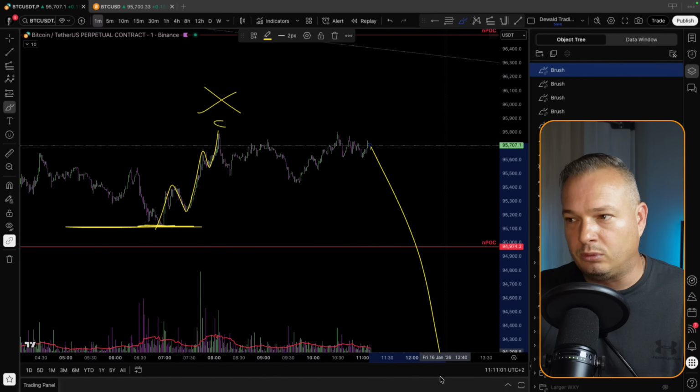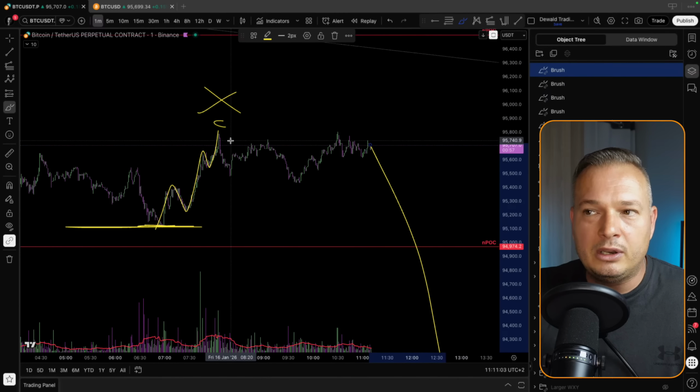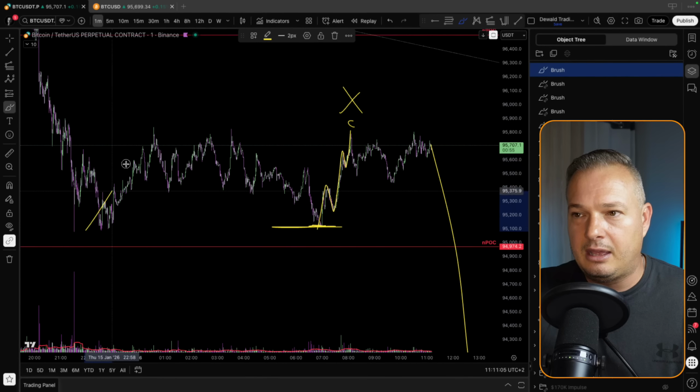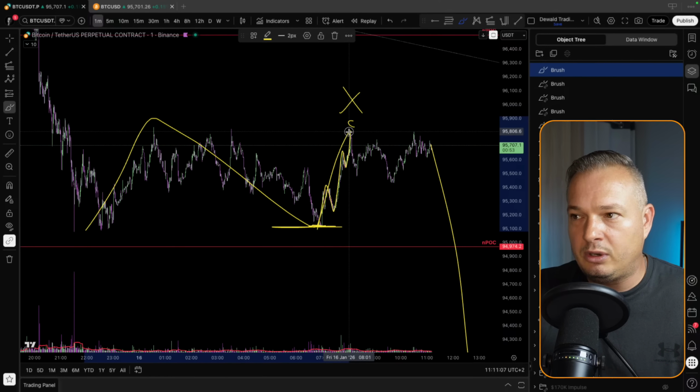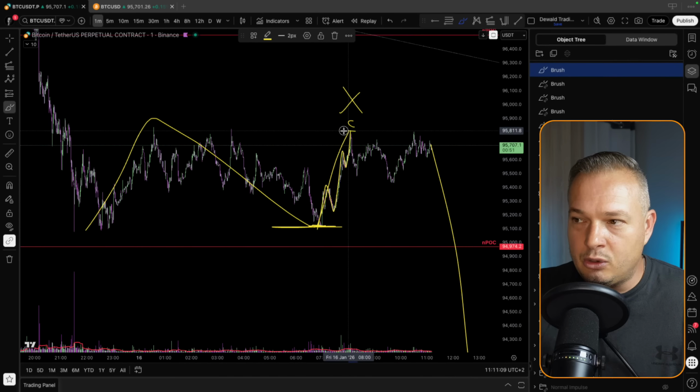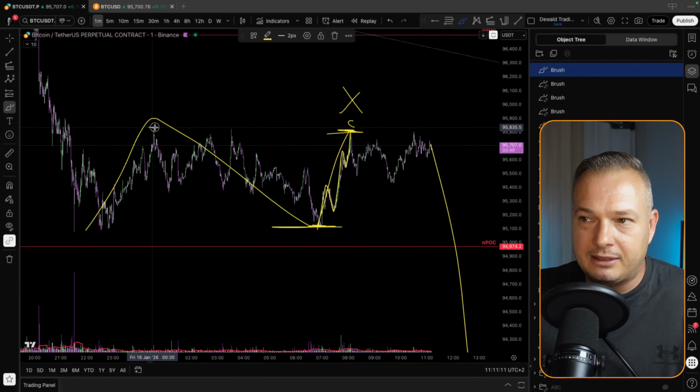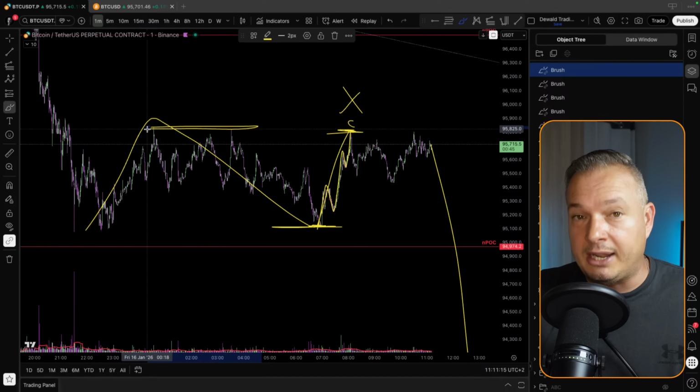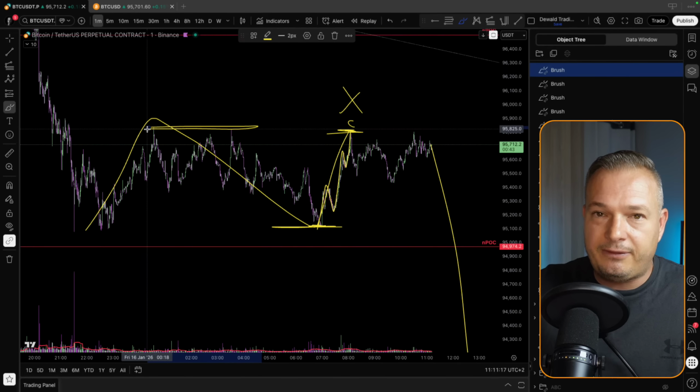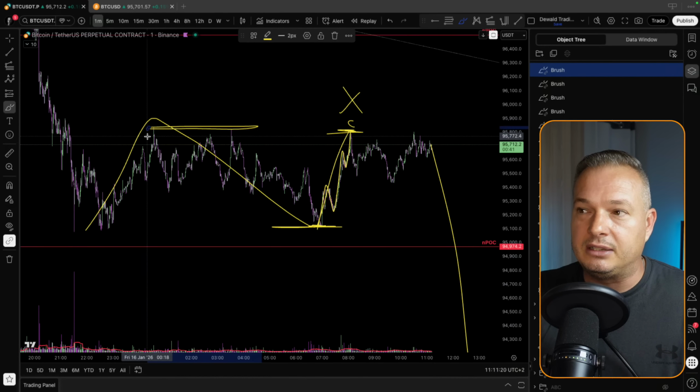And you can now fall to the downside. Small little C wave, okay? A, B, small little C wave. And when your C wave does not take the highs, that is what we refer to as a running flat. Running flats are very rare corrective structures.